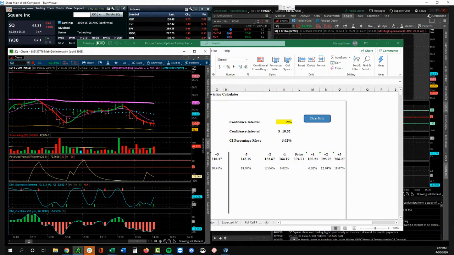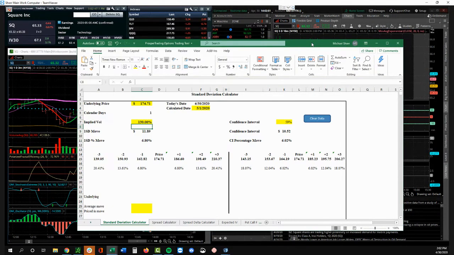Okay, so we're going to be looking at two things. I think probably the simplest and quickest is one of two plays. One is to do a calendar and one is to do a straight vertical. So first let's figure out where it makes sense to target, right? Okay, so Square is trading 65.29.